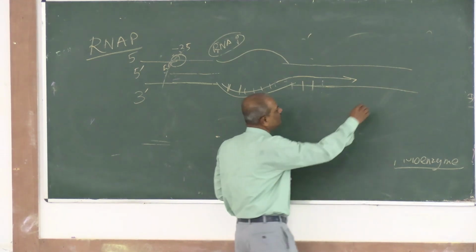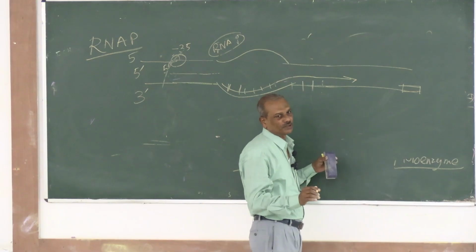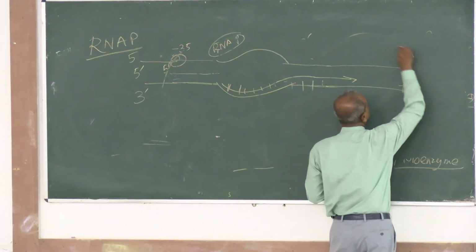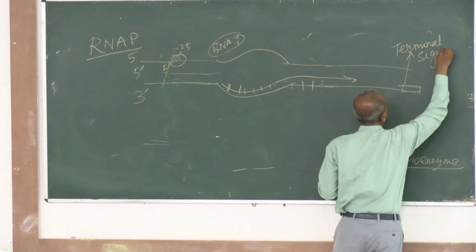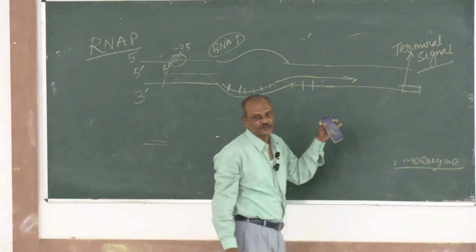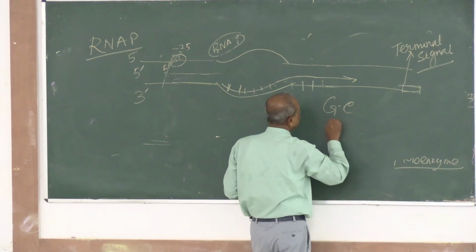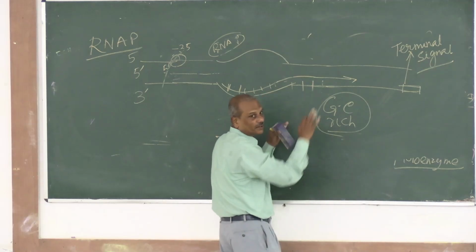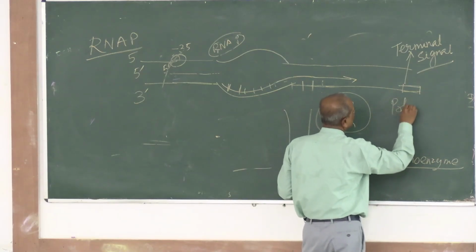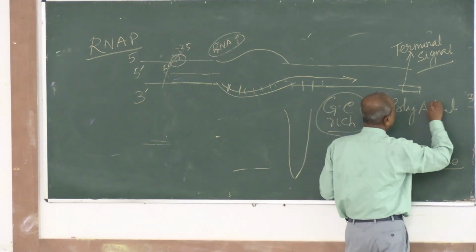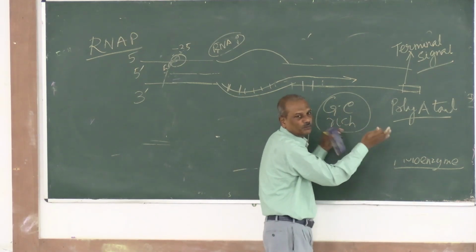At one point, a termination signal will appear, and that will indicate termination of the RNA molecule. In eukaryotes there are stop codons, but no such stop codon is there here. Termination signals are there, and in the template coding strand this is a GC-rich region. Inverted repeats will be there, I will show you, and that will cause a hairpin loop-like structure, and there will be a poly-A tail. So a GC-rich region followed by a poly-A tail will basically be the termination signal.